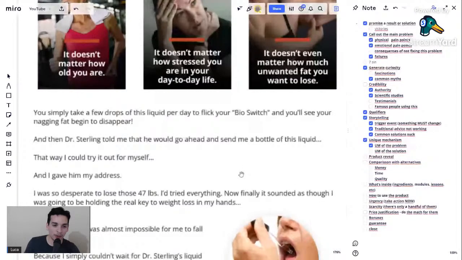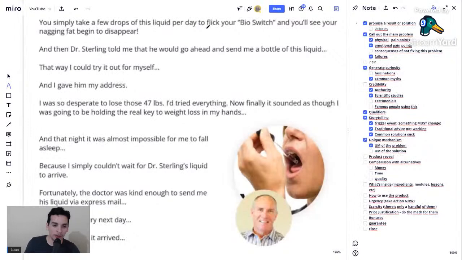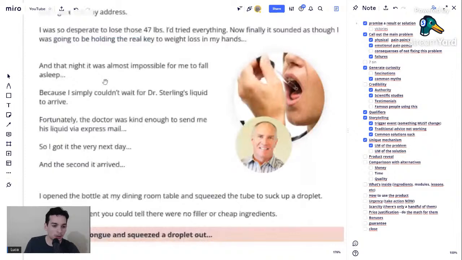You simply take a few drops of this liquid per day to flick your bio switch, and you see your nagging fat begin to disappear. This could be, well, no, let's just keep reading. So what happens here is she tries the offer. She tries this extract, right, and she starts to lose weight every day. It talks about this is basically the victories, right?